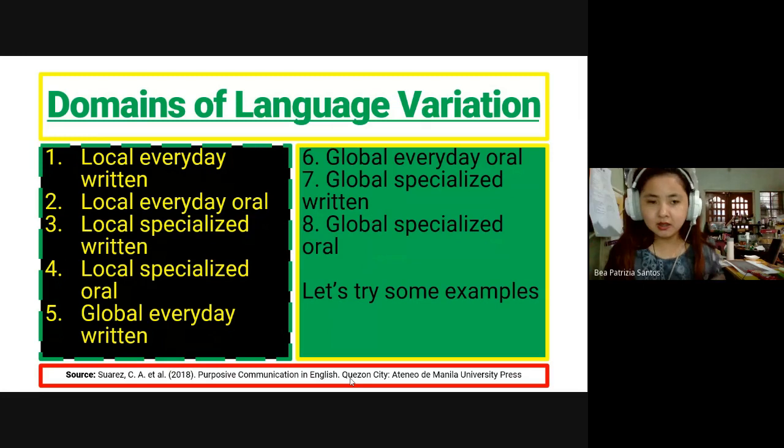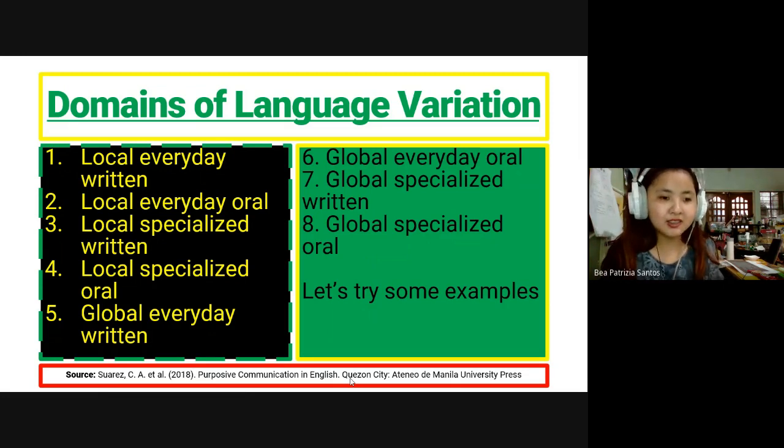Number 6. These are casual interactions between people coming from different parts of the world. So when travelers in an airport talk about where they come from, what they need to do in that country, that is global everyday oral.